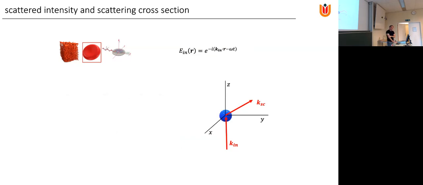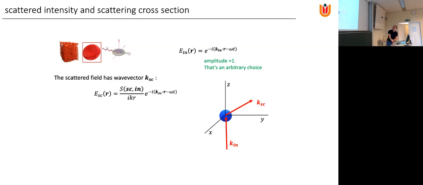So this is then the expression for the incident electric field, and we're going to look at the amplitude. The amplitude of that is 1. That's an arbitrary choice, but it just makes the equations a little bit simpler. And we're going to look for a scattered field that has this form. So what you see here is that it also has this complex exponential term.